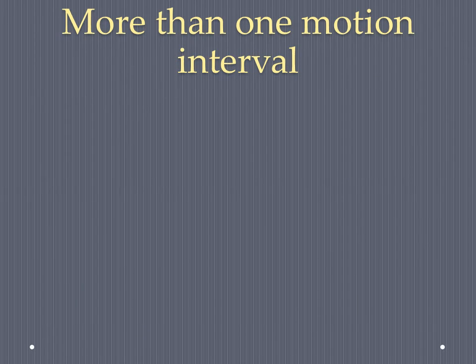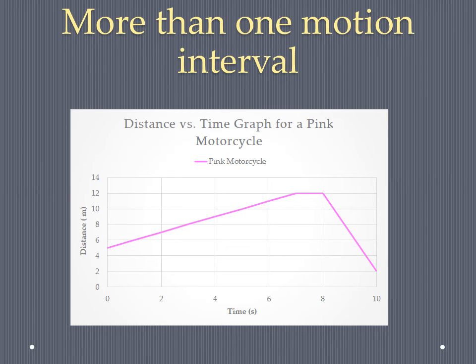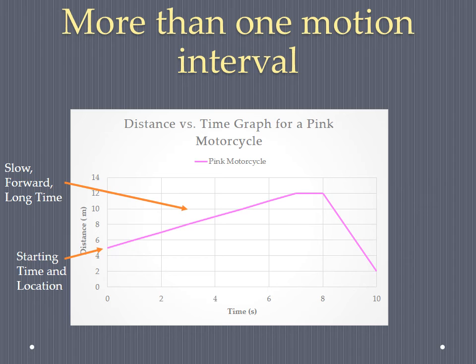Now, let's put the last few slides all together now in review. This graph shows you the distance a pink motorcycle goes in a certain amount of time. Or you could think of it as the velocity of a pink motorcycle. So at this point, it's the starting time and the location that the motorcycle has started at. So we're at 0 seconds, and the object has already gone about 5 meters. Then you've got this gradual positive slope going up from about 0 seconds to about 7 seconds. This is a slow forward movement of the pink motorcycle.